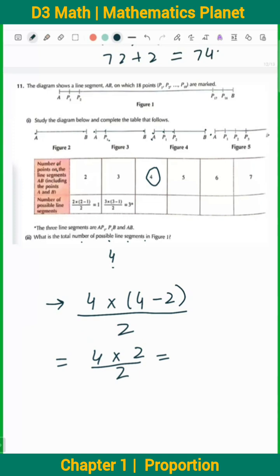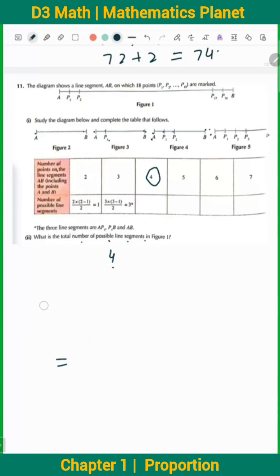Four. Ma'am, it will be 4. But there are not 4 line segments, right? There are 3 line segments, isn't it? According to their formula, I cannot understand. Because the number of points on the line is 2. So ma'am, if we do it like, figure number, they have started from figure number 2.